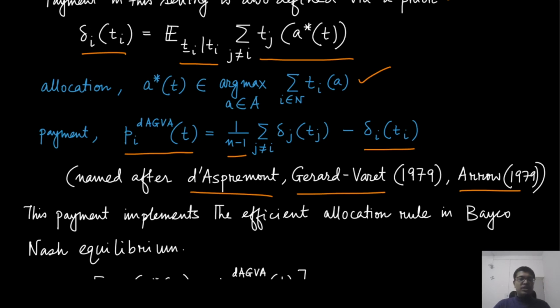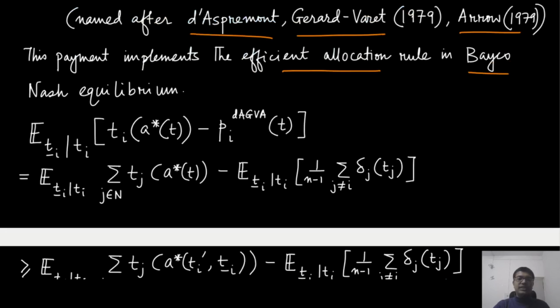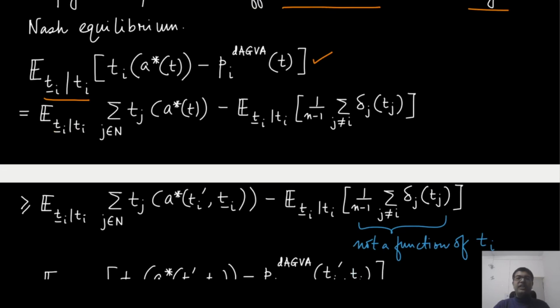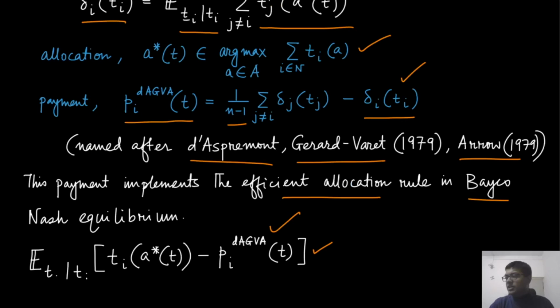Now we'll see what properties this payment rule has. It implements the efficient allocation rule. The allocation rule is the same, but it implements that in Bayesian-Nash equilibrium instead of in a dominant strategy equilibrium. Why is that? It's easy to see that what you are going to do is take an expectation of T minus i given Ti, and then the rest is very careful manipulation of these terms. We know that Pi dAGVA is nothing but this term, and you can see the second term that we had here. So let's go back here.